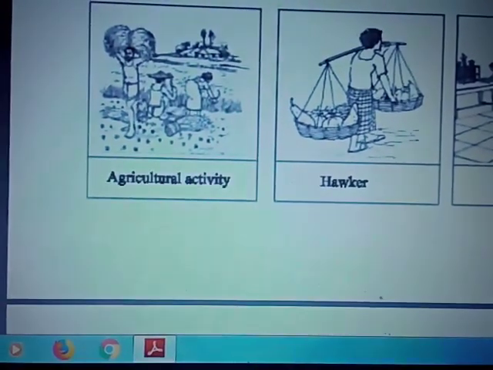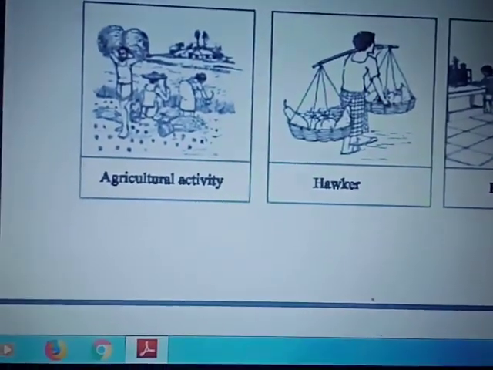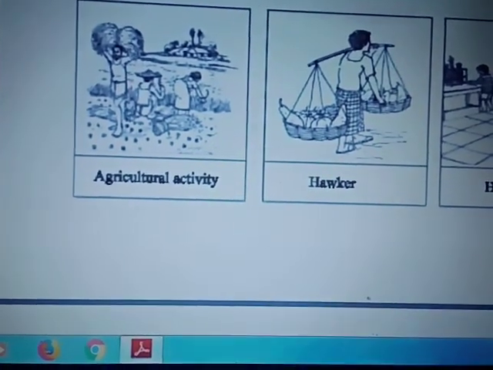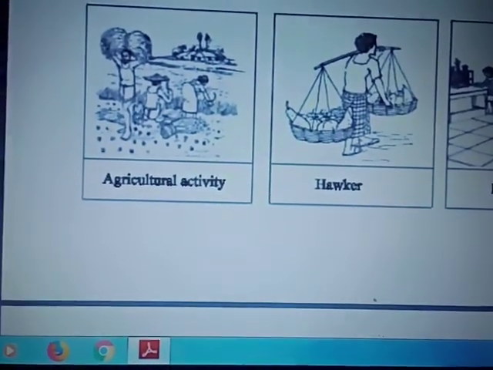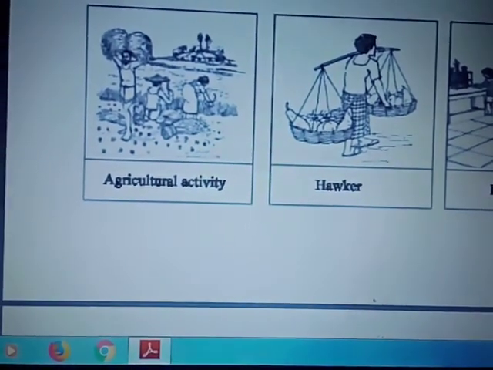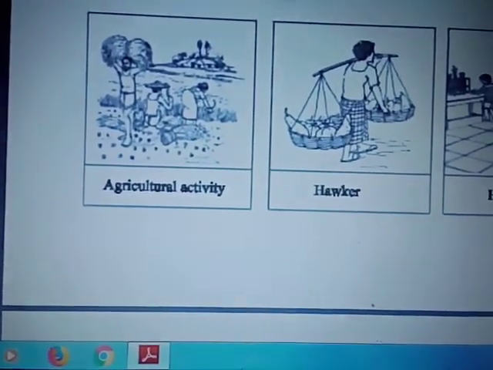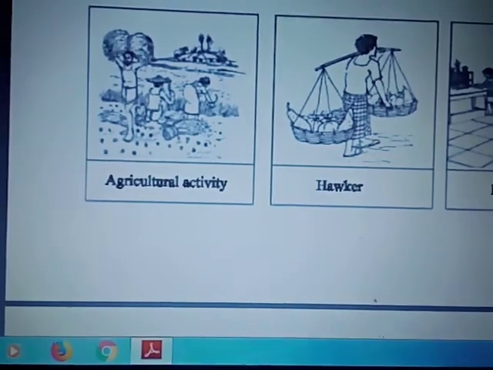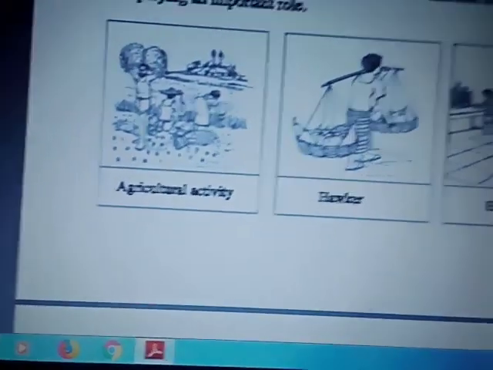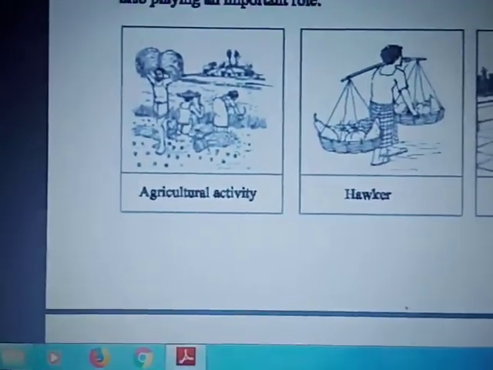Village people want to use the traditional plow or harvesting instrument, but some people are using modern technology. From the perspective of national economy, this sector is also playing an important role. Look, agriculture activity, hawker and household.